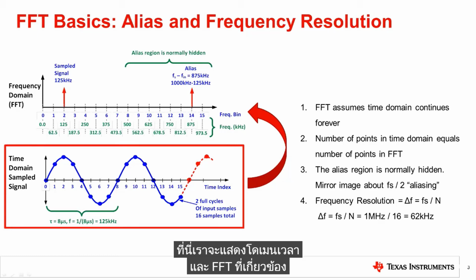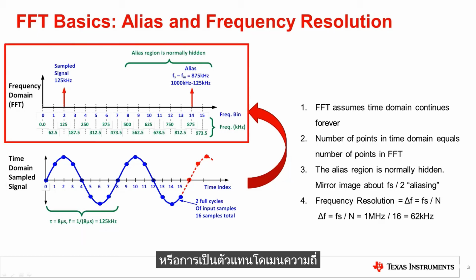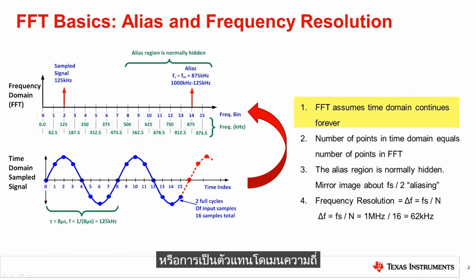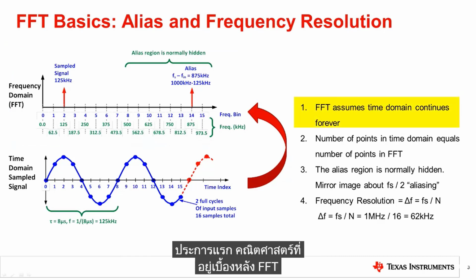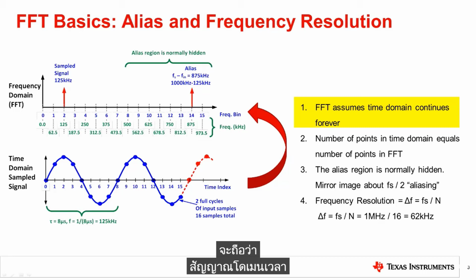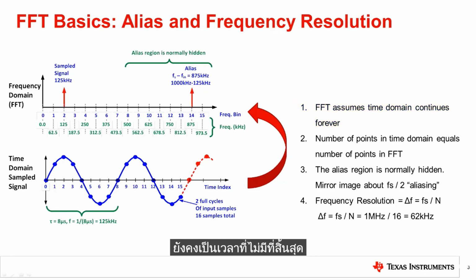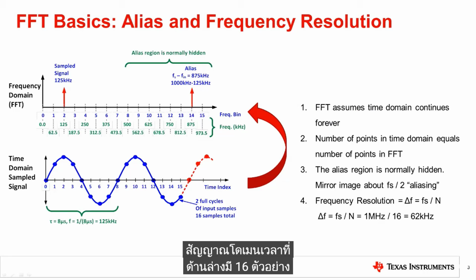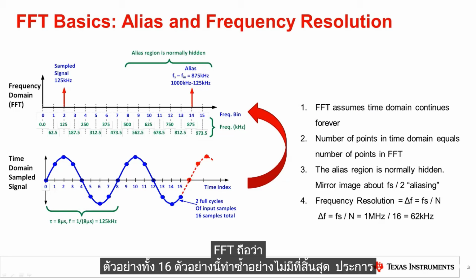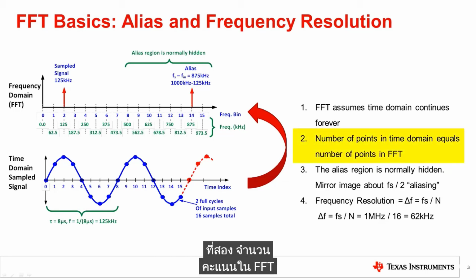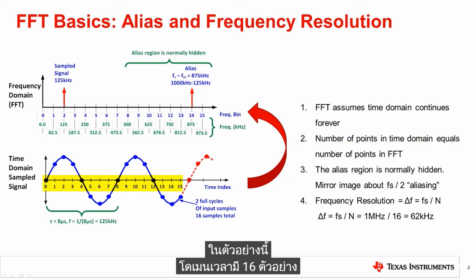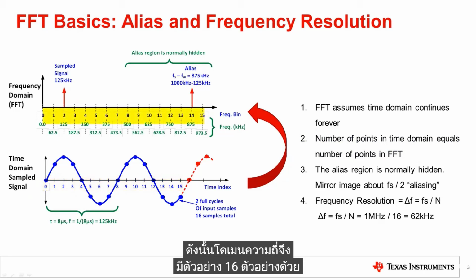Here we show the time domain and its associated FFT, or frequency domain representation. First, the mathematics behind the FFT assume that the time domain signal continues to infinite time. The time domain signal at the bottom contains 16 samples. The FFT assumes that these 16 samples are infinitely repeated. Second, the number of points in the FFT are equal to the number in the time domain. In this example, the time domain has 16 samples, so the frequency domain also has 16 samples.